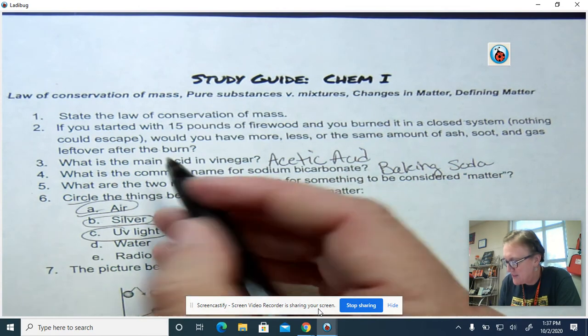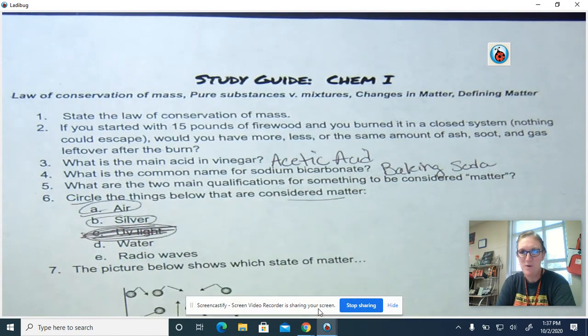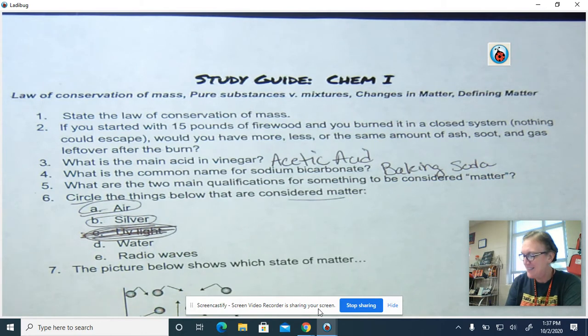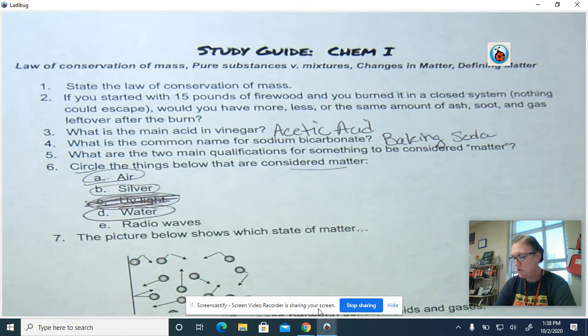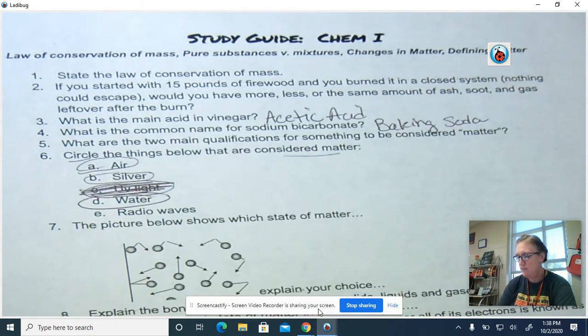Water. Now, but I don't want to circle that one, so we'll take that one off. Whoops, you knew what I meant. And then water, does it have mass? Yes, it does. Okay, water has mass and takes up space. And then radio waves do not have mass, so they are not considered matter. They're a type of radiation. It's different.